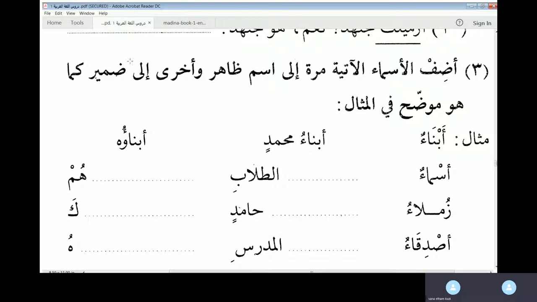Wa ukhra means and another time, to a pronoun, zamir. The second time we will not use the noun, we will use the pronoun. Kama huwa muwajjah fil misal means like it is explained in the example.